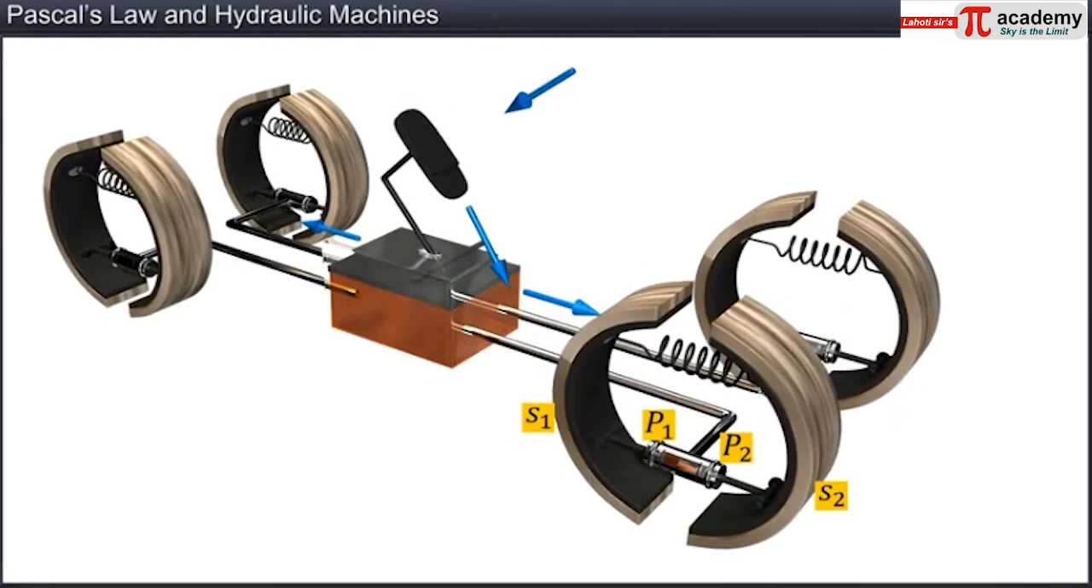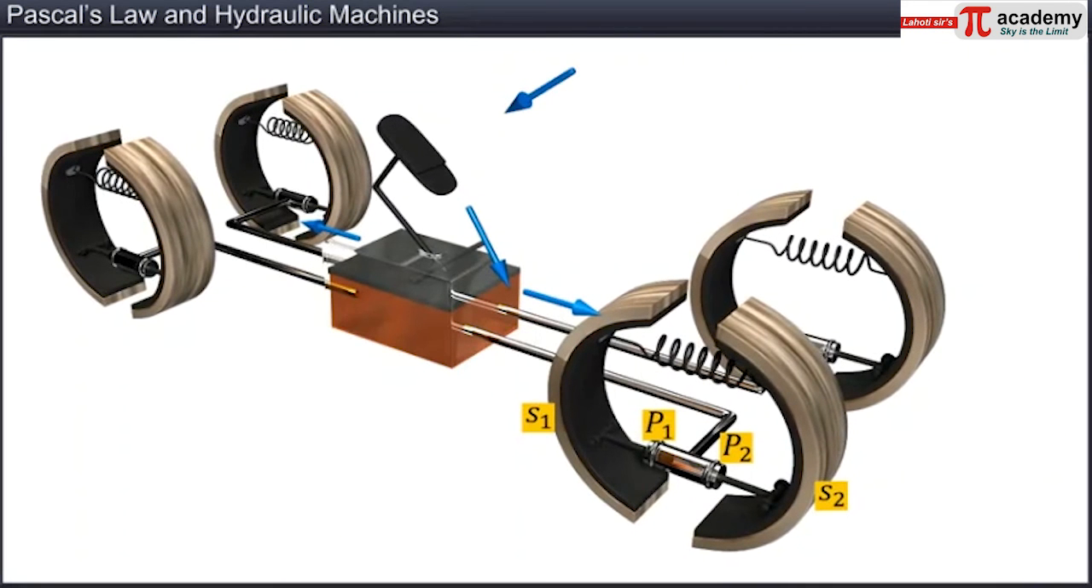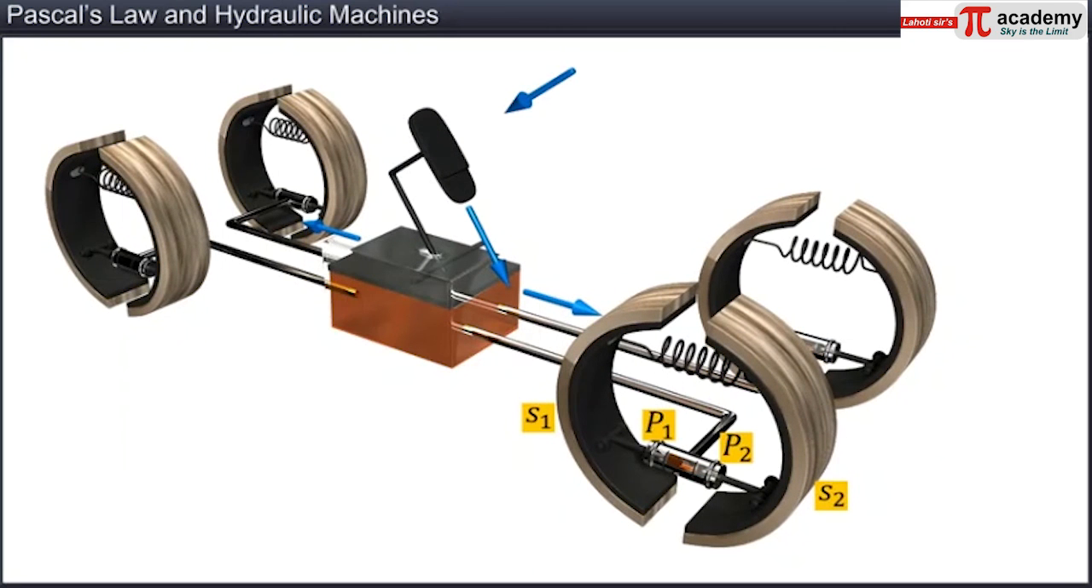These pistons force the brake shoes S1 and S2 to move away from each other, which in turn press against the inner rim of the wheel. Hence, the brake works and retards the motion of the wheel. When the pressure is released, the brake shoes return to their normal positions with the help of a spring mechanism.